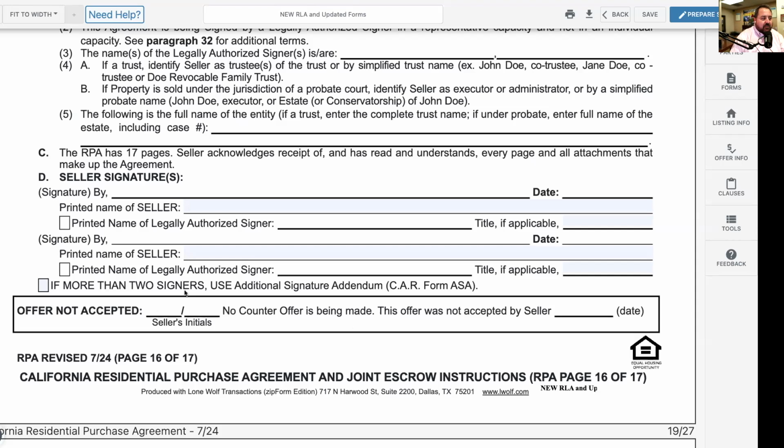Again, as listing agent, if you are not accepting an offer, you have the seller initial, there's no counteroffer being made, and this offer was not accepted by the seller on the date that he initials this. And then send that back to the buyer. Now, I know we're not all going to do that, but if a buyer's agent requests it in writing, you're required to provide it to them. It is a violation of CRMLS and CAR if you don't provide proof of presentation.